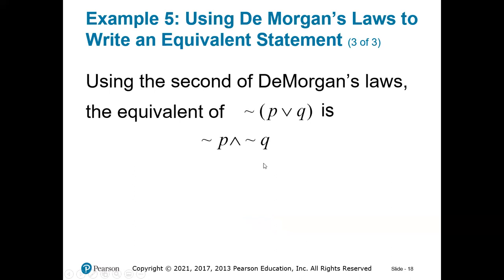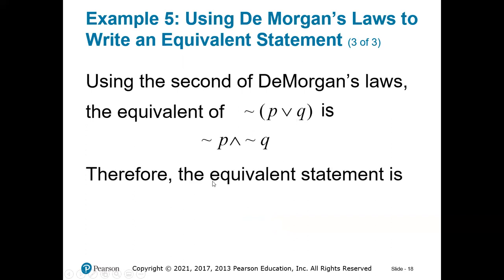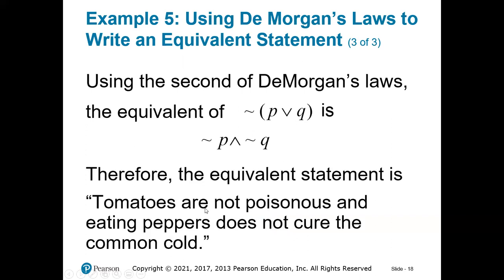So using De Morgan's law, if you want to remove the parentheses, it's going to be the negation of P and the negation of Q. So therefore, it is equal to saying that tomatoes are not poisonous and eating peppers does not cure the common cold. These two logical statements are the same. If you feel that I'm going too fast, you need to pause it and go back and forth till you get the hang of it, right?